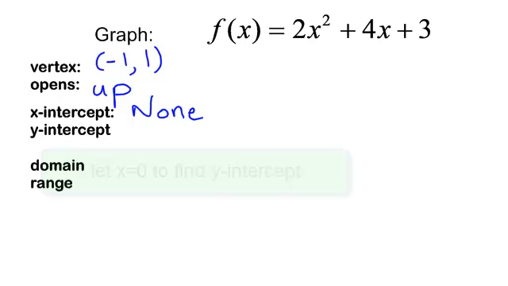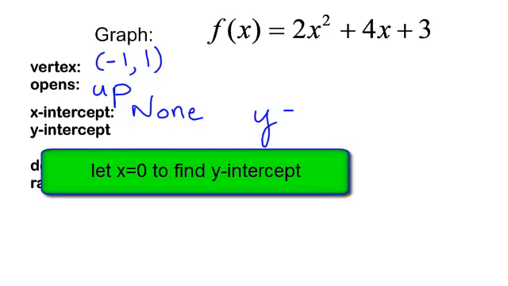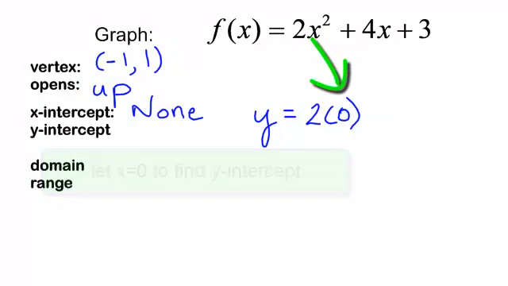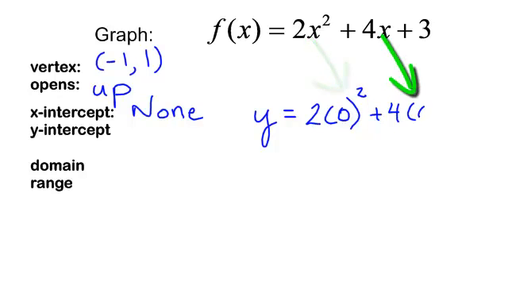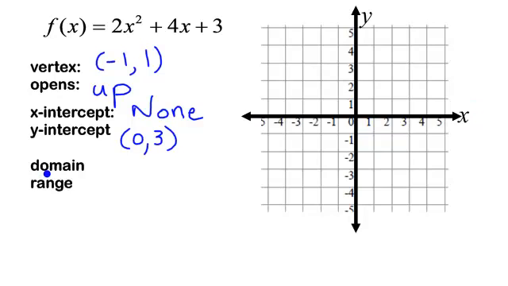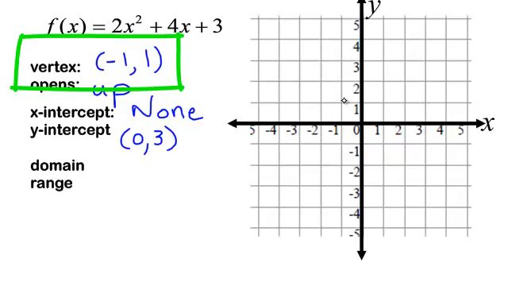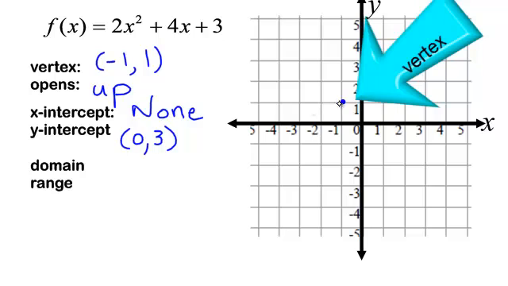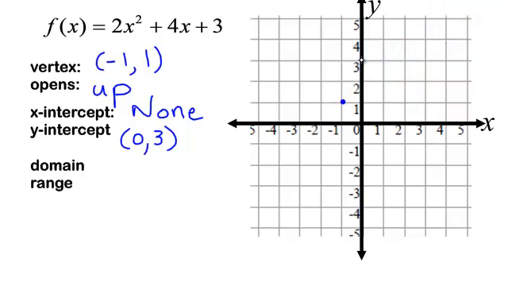Okay, for the y-intercept, in order to find the y-intercept, we will plug in 0 for x. So it'll be 2 times 0 squared plus 4 times 0 plus 3. So y will simply equal 3. So that will be the point when x is 0, y is 3. Okay, so we know the vertex is at negative 1, positive 1. We know that it opens up. And we don't have any x-intercepts. The y-intercept is 0, 3.